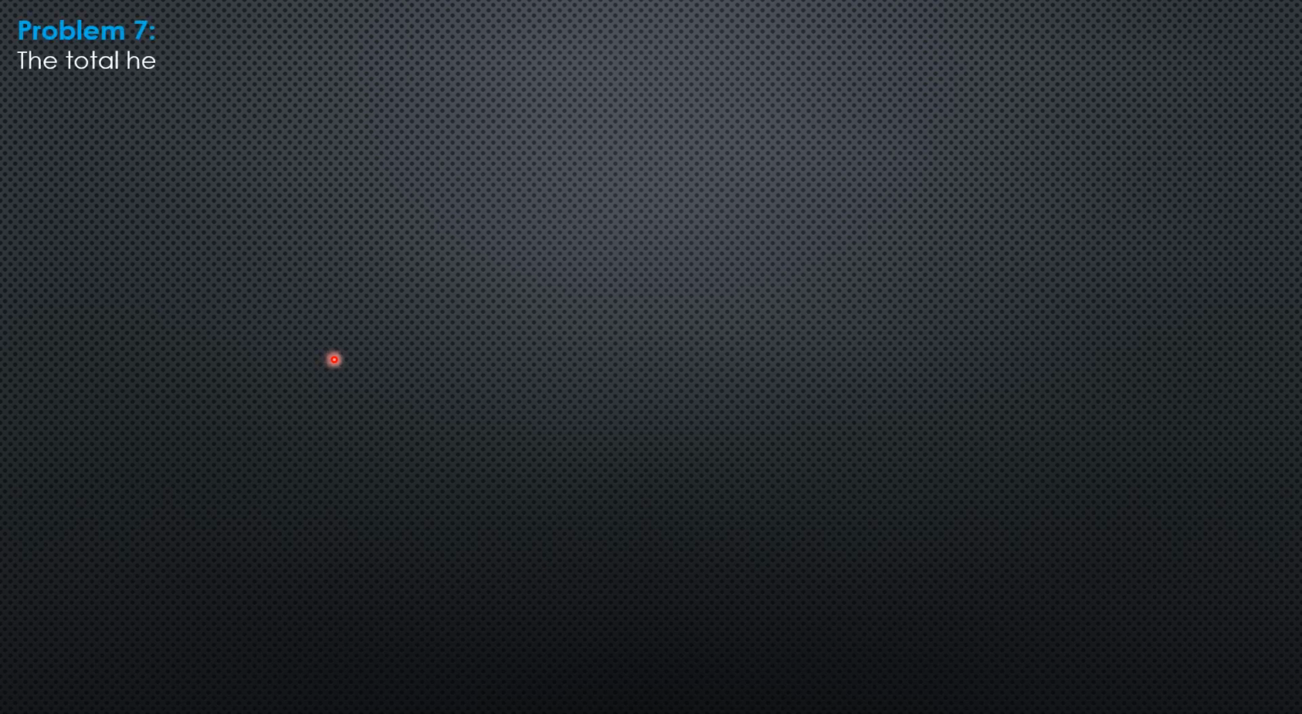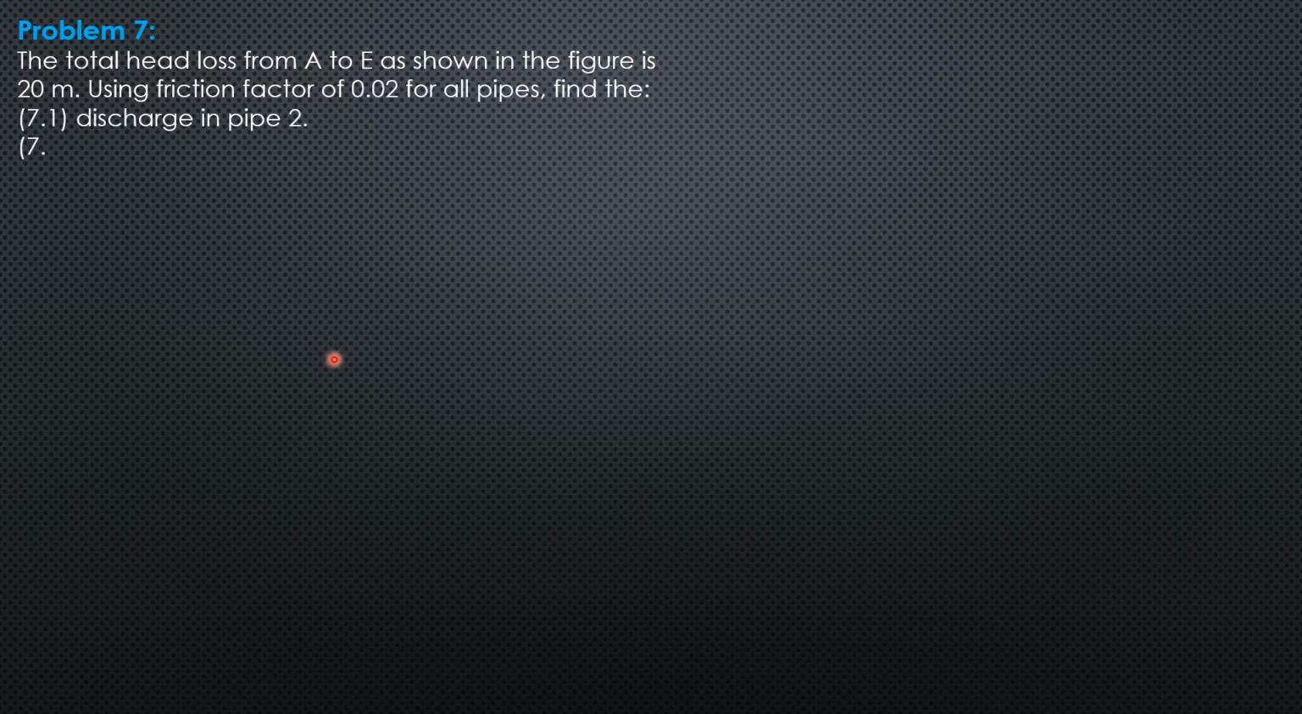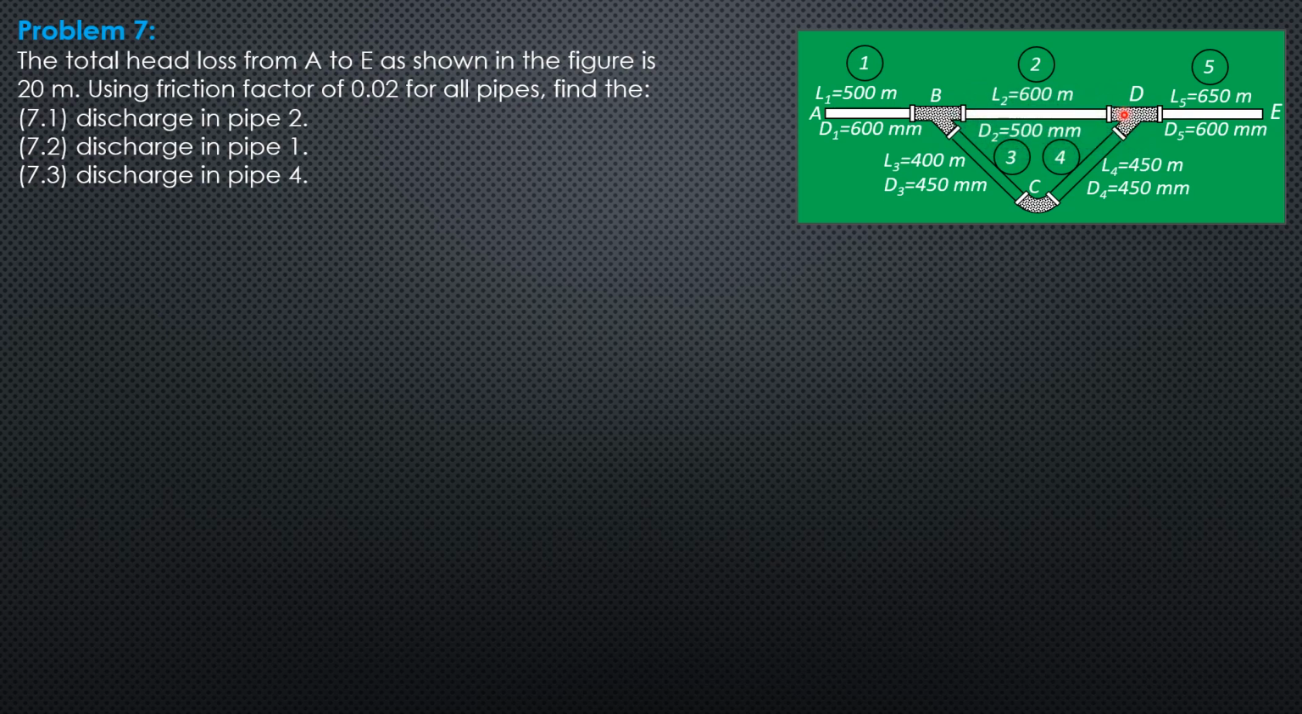Sample 7. The total head loss from A to E as shown in the figure is 20 meters. Using a friction factor of 0.02 for all pipes, find the discharge in pipe 2, the discharge in pipe 1, and the discharge in pipe 4. So this is the given figure. The total head loss from A to E is known, so it is equal to HF1 plus HF2 plus HF5.